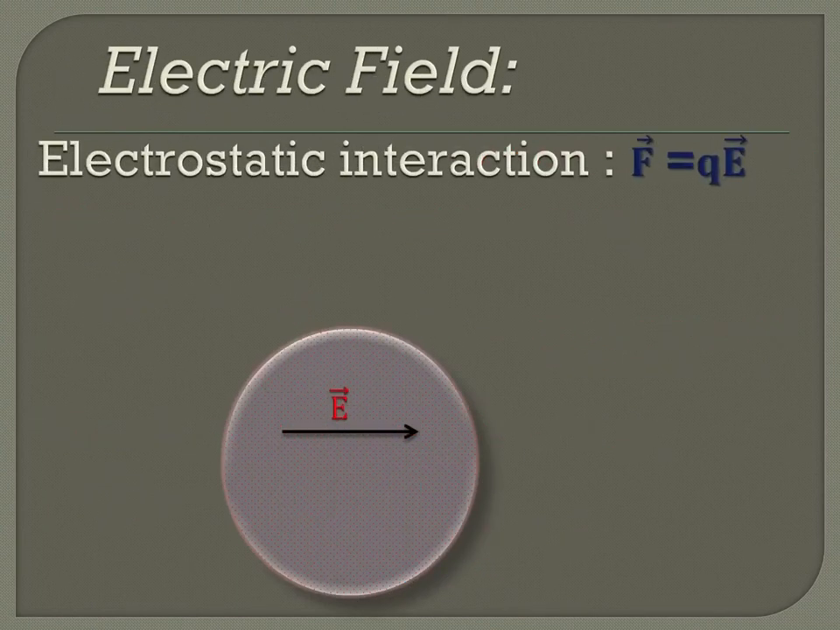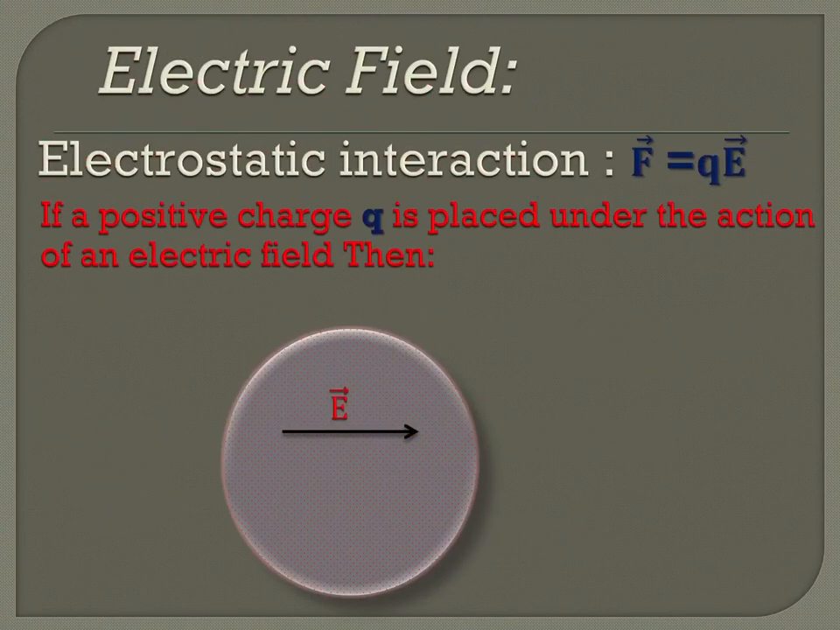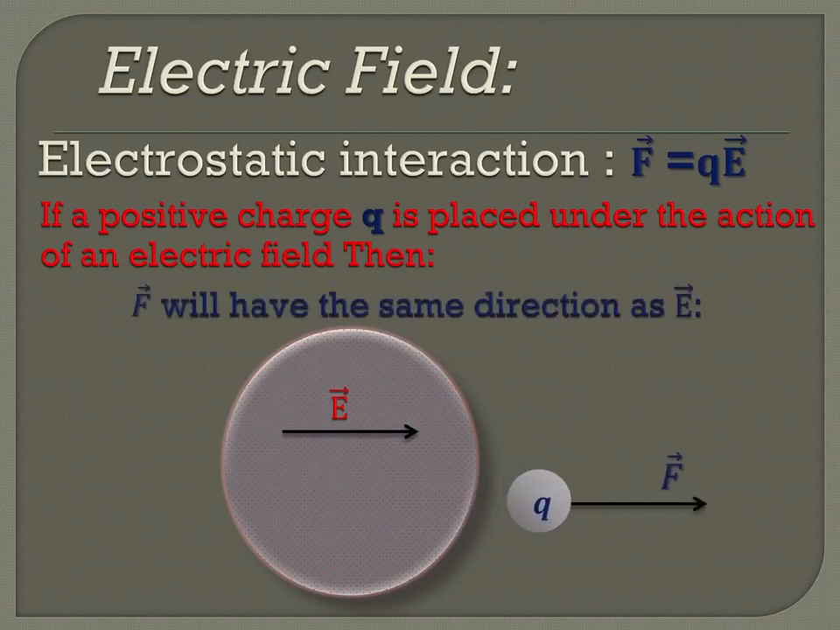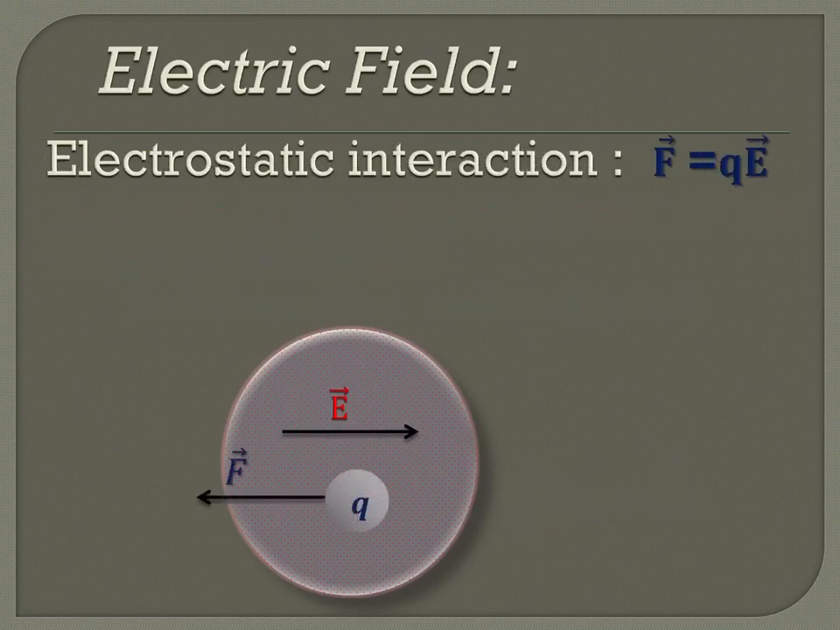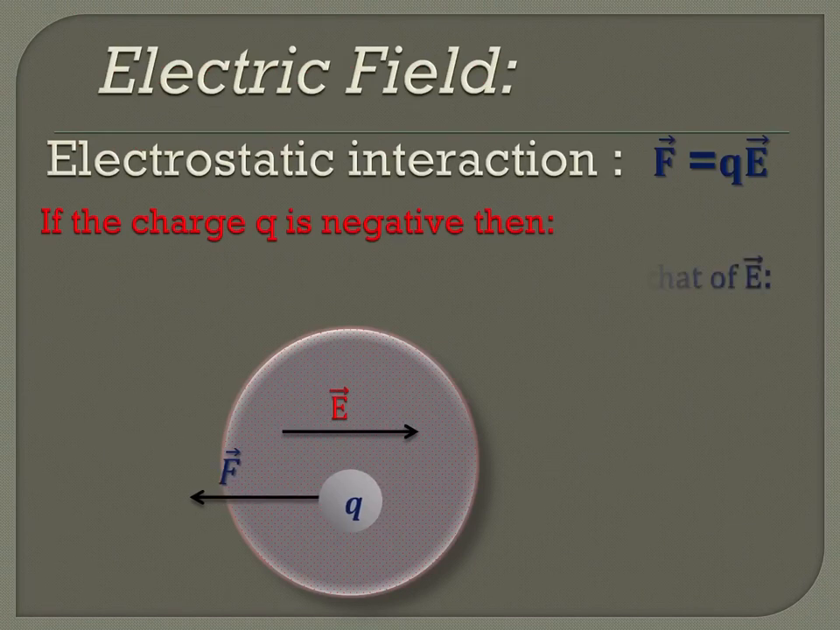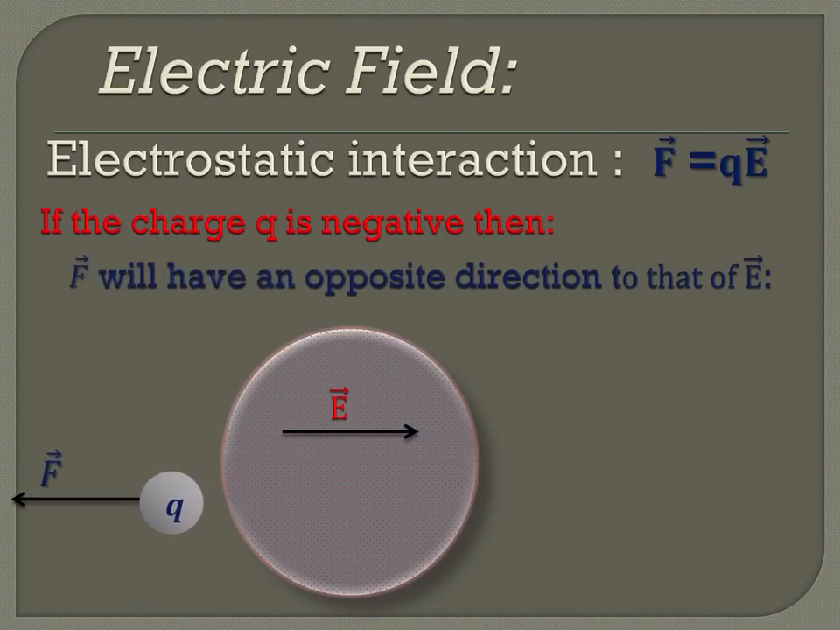Now back to the electrostatic interaction, we should know that if the small test charge q was positive, then the electrostatic force vector and the electric field vector have the same direction. And if the small test charge placed in the electric field region was negative, then the electrostatic force vector and the electric field vector have opposite directions.